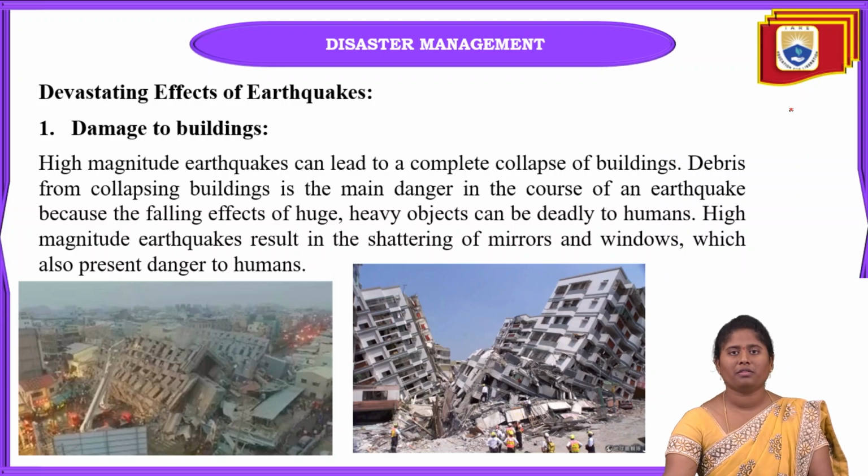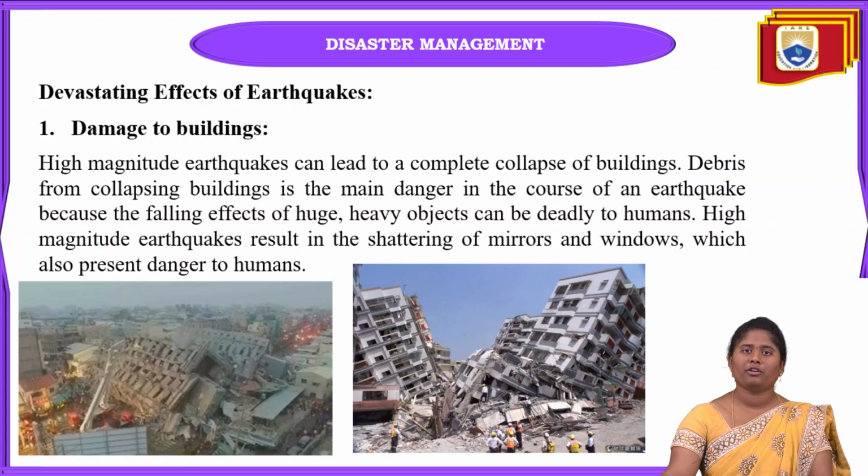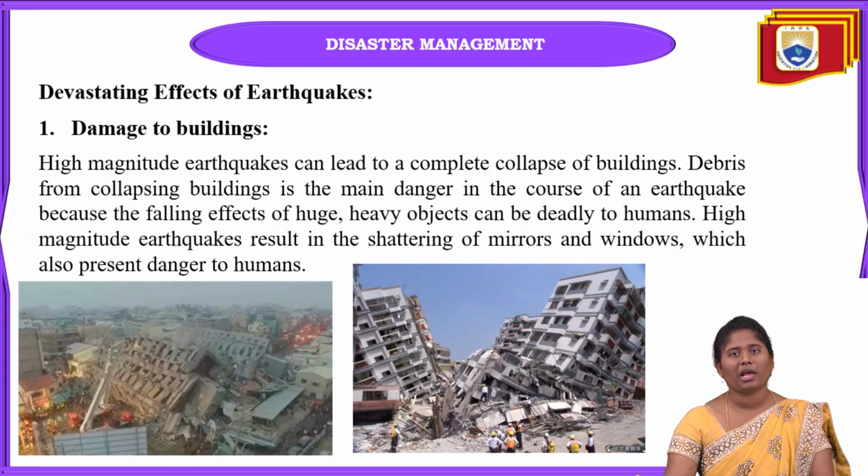The first one is damage to buildings. How does damage occur due to earthquakes? When a high magnitude earthquake, about 9 point something, occurs, it is called a high magnitude earthquake. When such high magnitude earthquakes occur, it can lead to the complete collapse of that area's buildings.